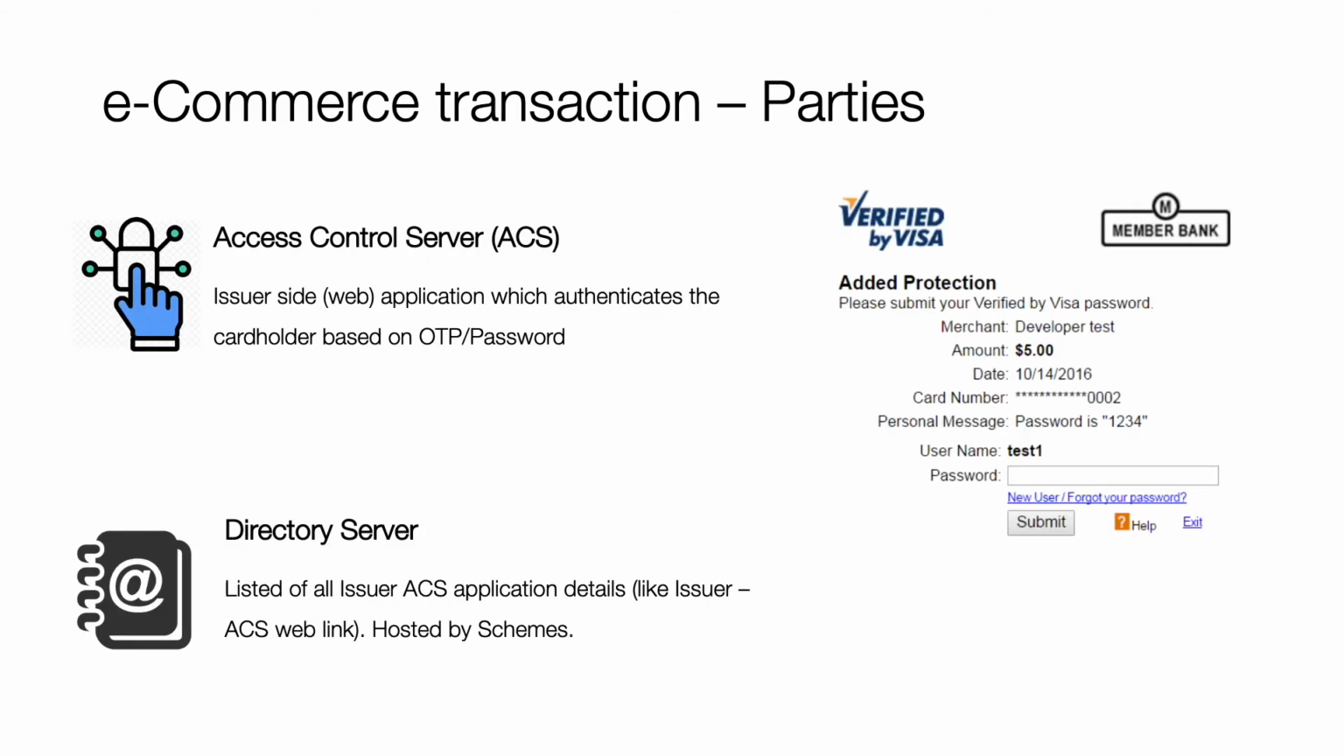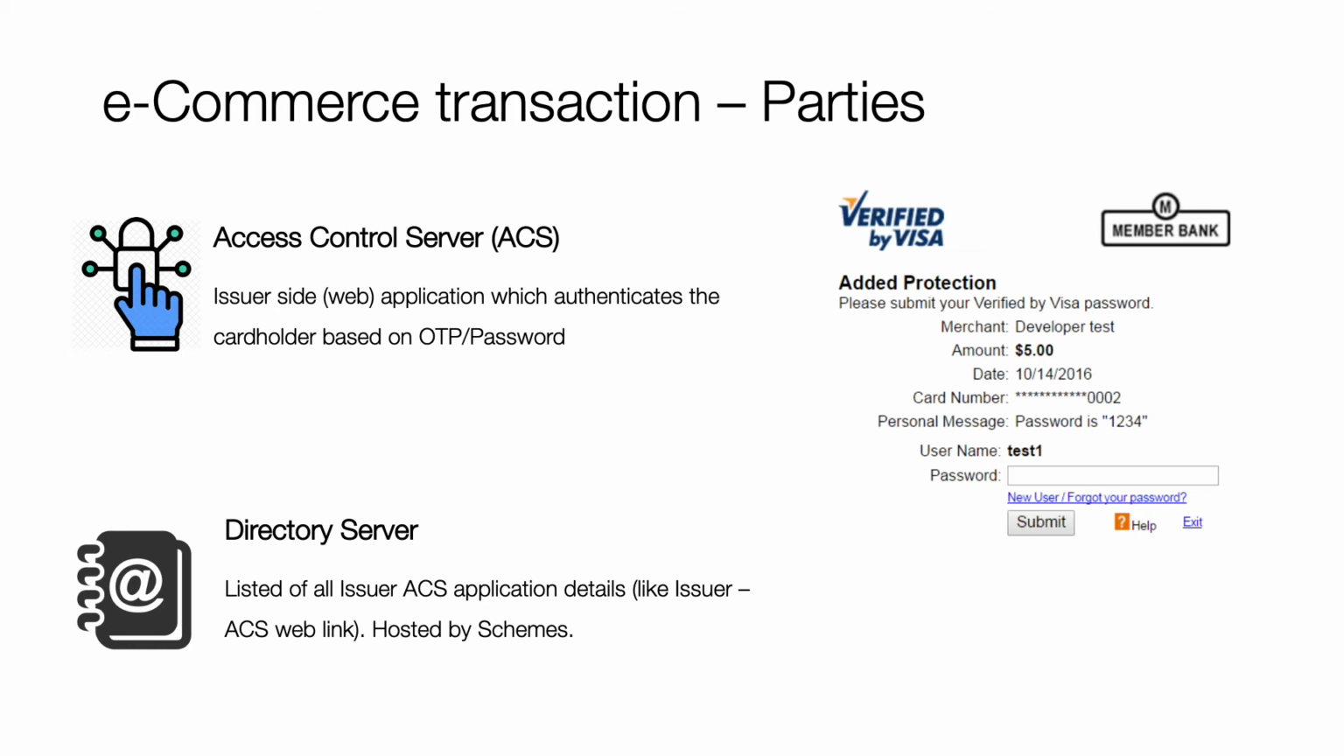The next important party is the access control server. It is an issuer-side web application, that is the card issuer side web application, which helps to authenticate the customer based on OTP or any other password. I'm sure many of us would have seen the screen on the right side of this slide, where the user is asked to enter the password. This particular page is provided by the issuer ACS. Lastly, a directory server, which is hosted by the schemes like MasterCard, Visa, RuPay, etc. It acts as a directory providing the URL of all the issuer ACS. Basically, it contains the website URL of all the issuer ACS applications. This directory is referenced by the merchants whenever needed when an e-commerce transaction is performed.